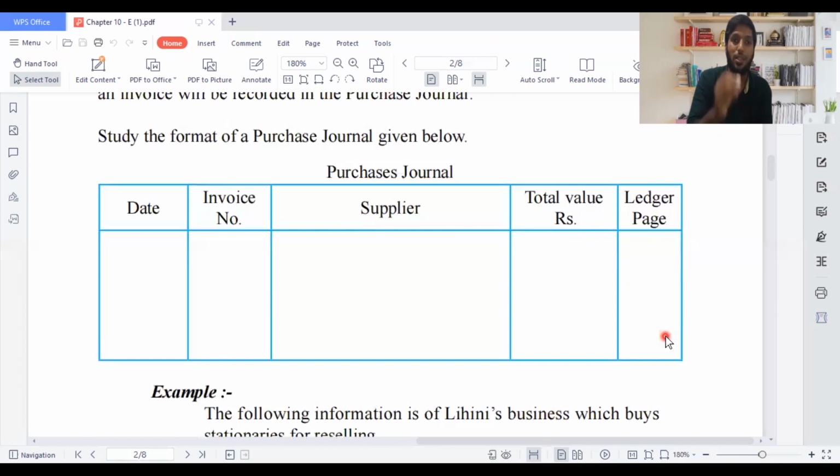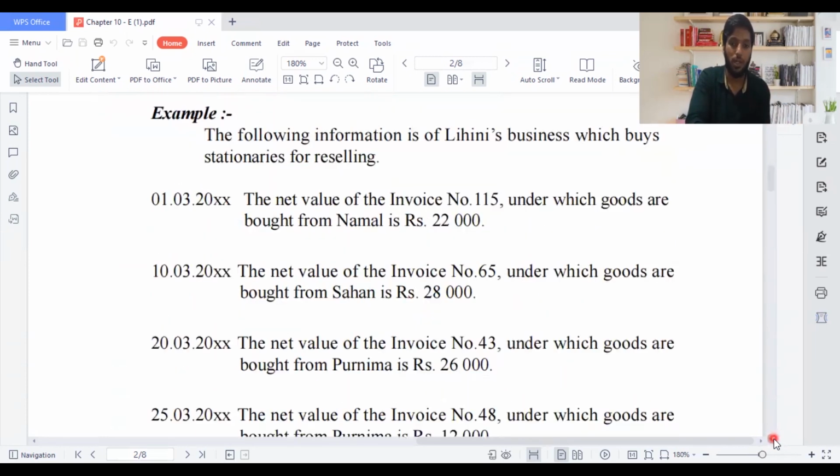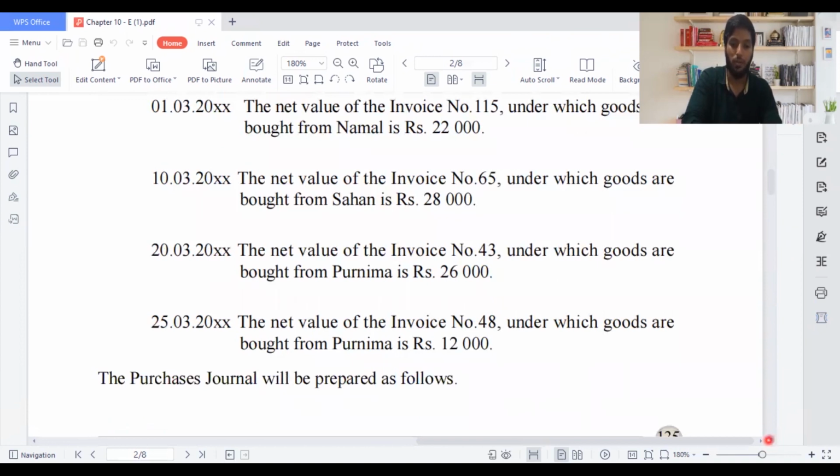This is the format of the purchase journal. This is where you will record the credit purchase. You remember that credit purchases should be recorded under the purchase journal. So you have date, you have invoice, you have supplier, you have total value, and you have ledger page. So moving on to the format they have given. Now we're going to do this sum together. The following information is of Lihini's business, which buys stationery for reselling. They have given certain values, and the purchase journal will be prepared as follows.